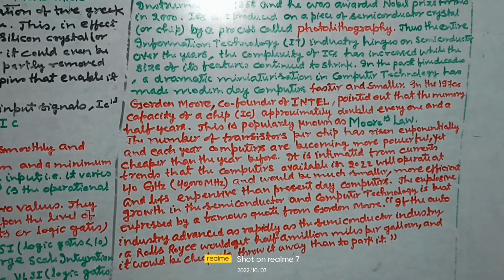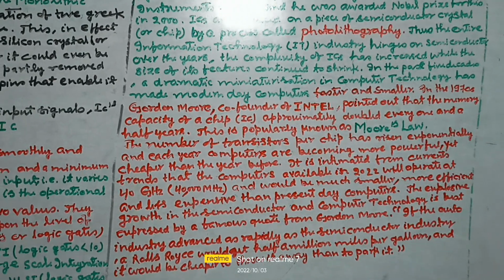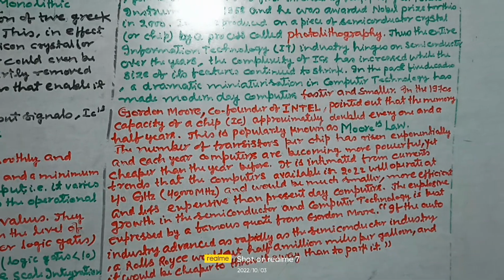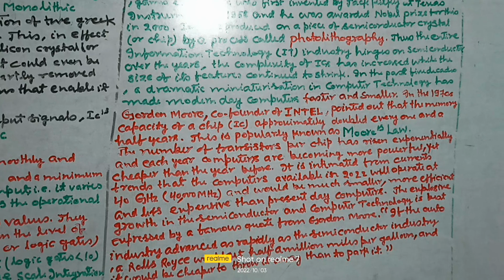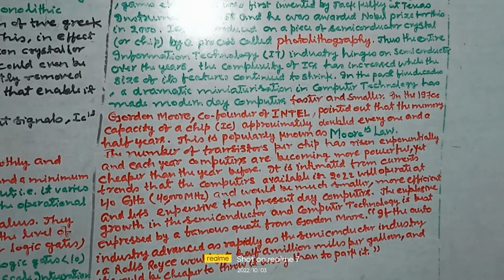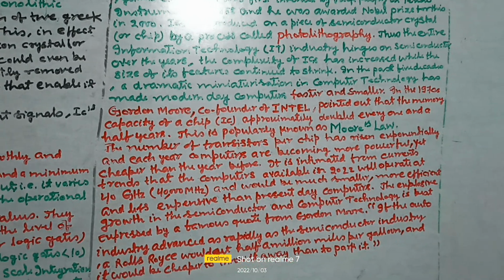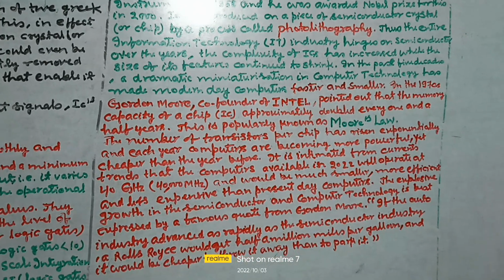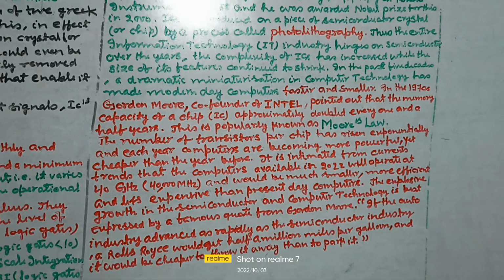The explosive growth in the semiconductor and computer technology is best expressed by a famous quote from Gordon Moore: "If the auto industry advances as rapidly as the semiconductor industry, a Rolls-Royce would get 500,000 miles per gallon, and it would be cheaper to throw it away than to park it."